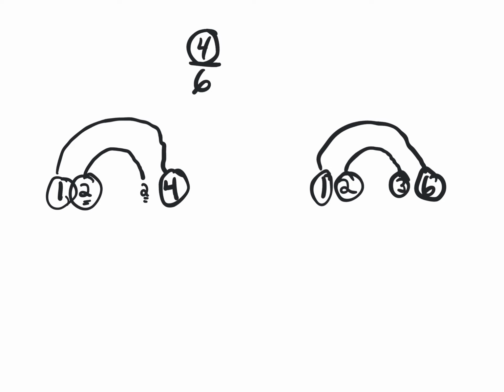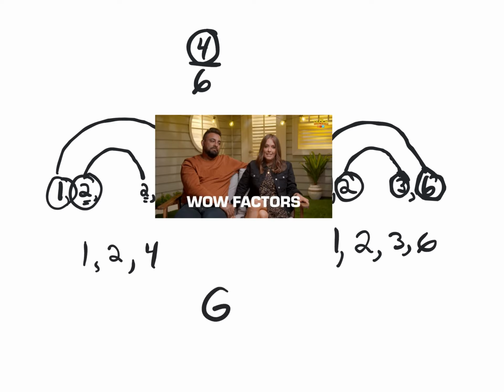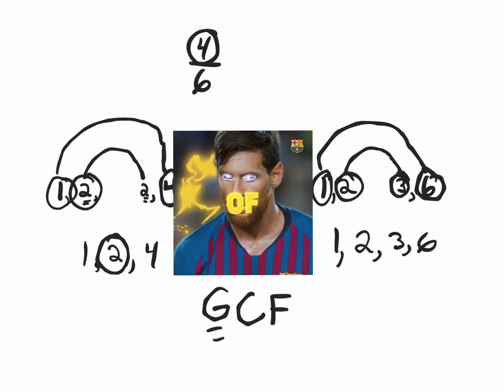If you want to put commas in between here, just to separate them so you don't think this is 12, you could put commas too, or just rewrite them down here. 1, 2, 3, 6, and 1, 2, 4. Now we want to find the greatest common factor. The greatest. What's the biggest number on each side that matches? Because if it was the smallest, it would always be 1, because 1 is always a factor. So now we want the greatest, which in this case would be 2.